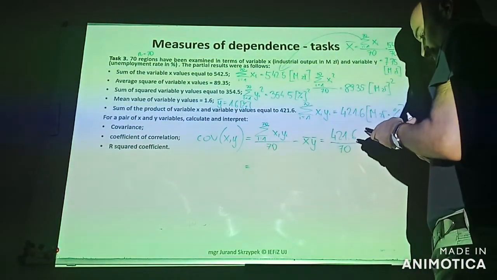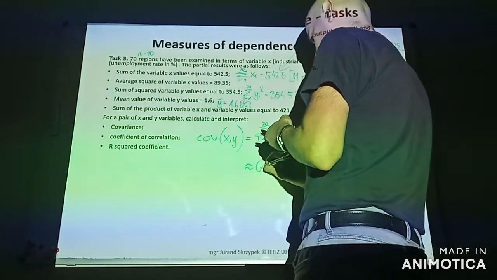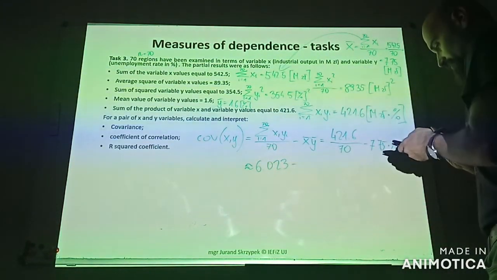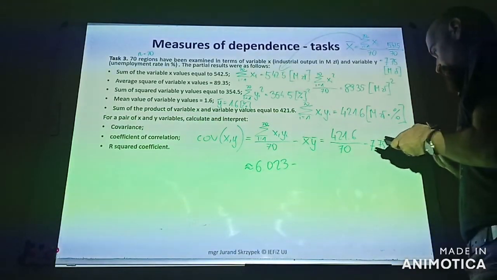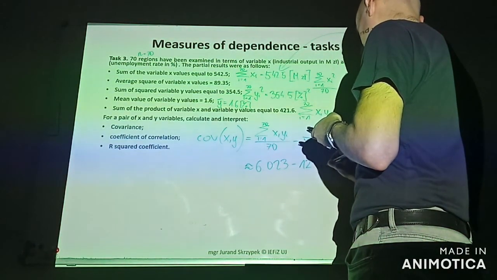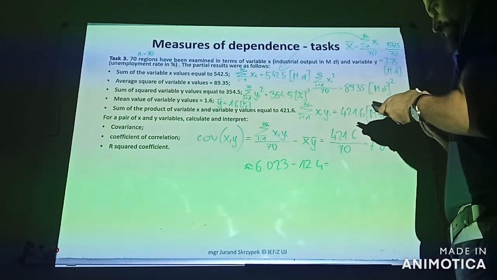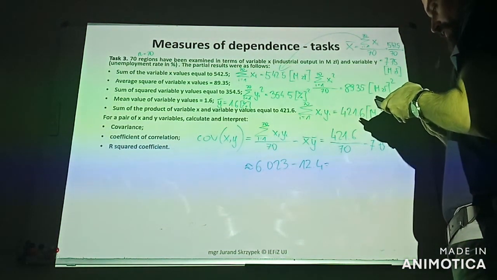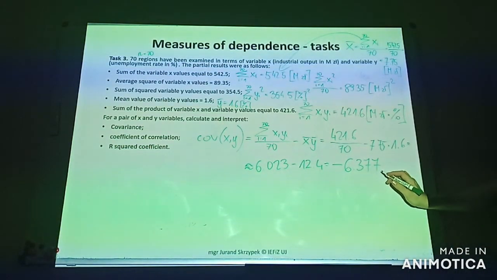Here we divide 421.6 by 70, which is around 6.023, minus the product of 7.75 times 1.6, and this is 12.4. Okay, and now we have computed the covariance: 6.023 minus 12.4. It is minus 6.377. This is our covariance.